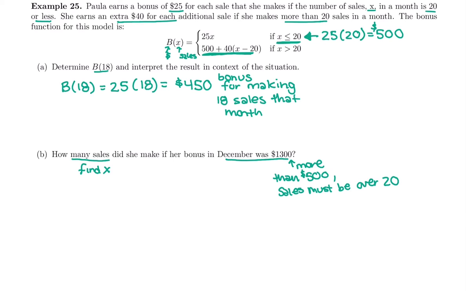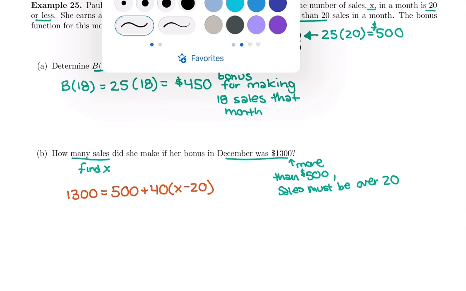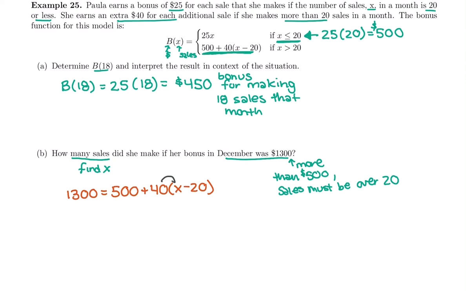Now let's figure out exactly how many sales she made. So her bonus is $1,300 and it's going to go by that bottom equation. So 1,300 equals 500 plus 40 times X minus 20. And so we're going to try to solve for X. Before we can solve for X, we need to distribute this 40 in here. So we're going to get 1,300 equals 500 plus 40X.